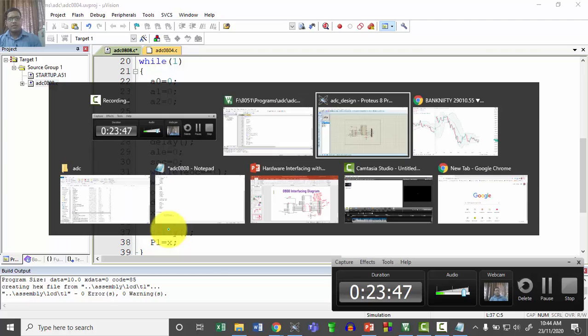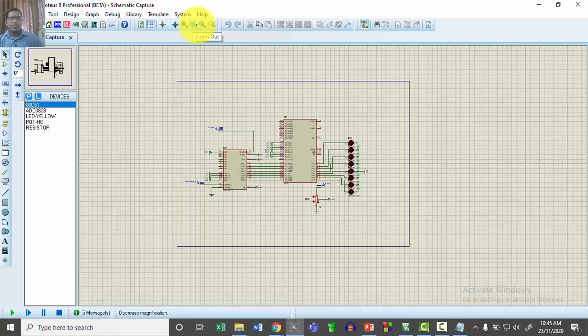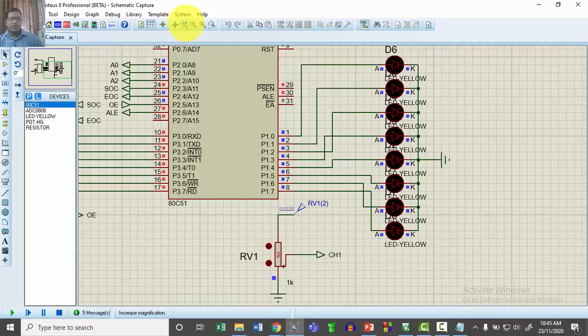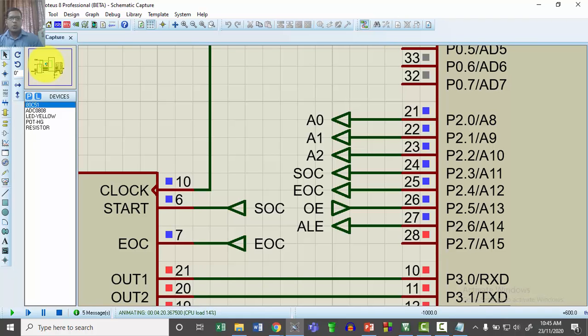So here, as said, the address lines, that is A0, A1, A2, are nothing but address line A, address line B, address line C, connected to P2.0, P2.1 and P2.3. These are for address lines. Start of conversion is connected to P2.3, end of conversion to P2.4, and output enable to P2.2, and at last the address latch enable.